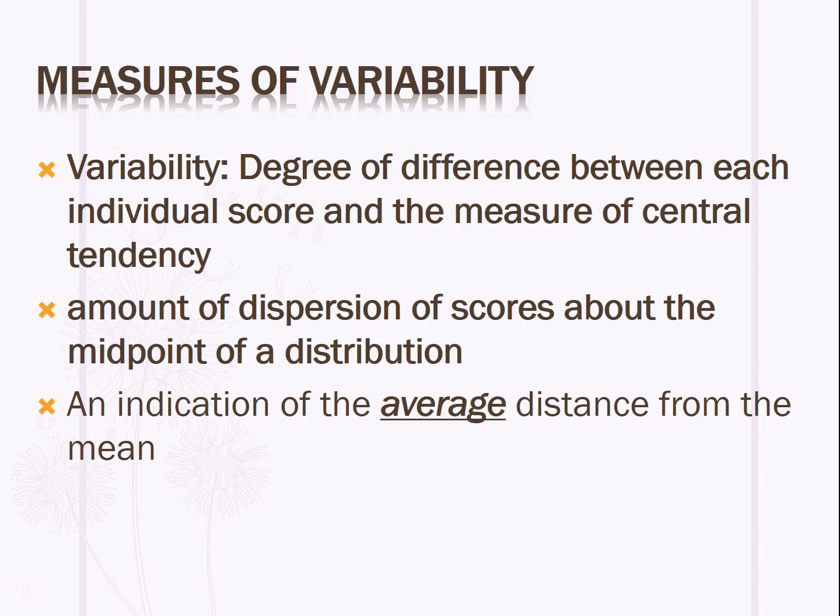Variance is the square of the standard deviation. Range of scores is the difference between the upper real limit of the largest maximum x value and the lower real limit of the smallest minimum x. It is quick and easy to calculate, but very unstable.